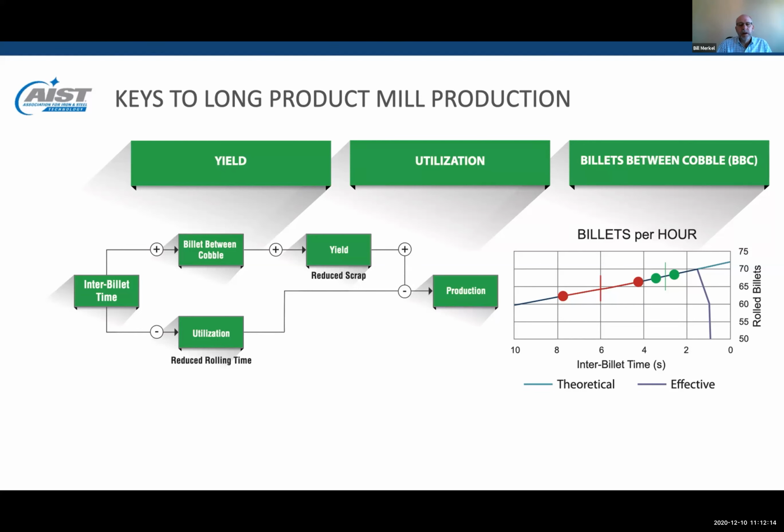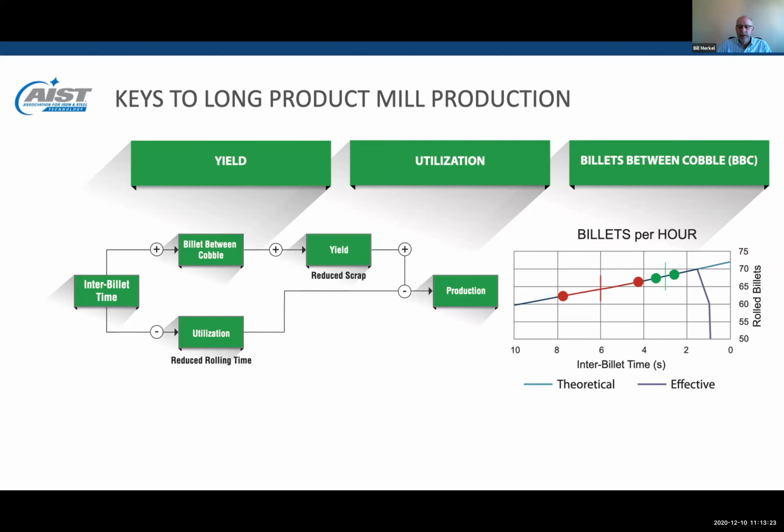Interbillet time, or billets between cobble rate, is critical because cobbles have a significant impact on both the yield and the utilization. It impacts yield because of the scrap it creates, reducing the tonnage, and it impacts utilization because of the downtime it creates. Often the best way to increase utilization is to reduce interbillet time. But that trade-off at some point causes increases in cobbles. And since cobbles create scrap and reduce utilization, that has a big negative effect on production. The chart illustrates this idea. On the right, rolled billets per hour increase from left to right as interbillet time reduces, up until a point shown by the effective blue line where production falls off the cliff.